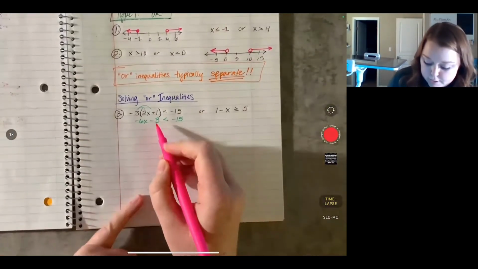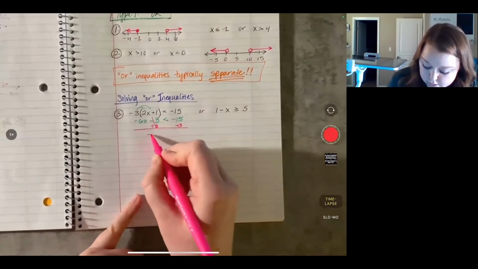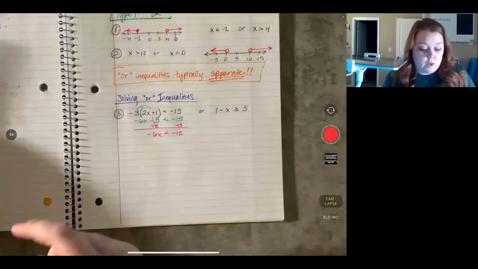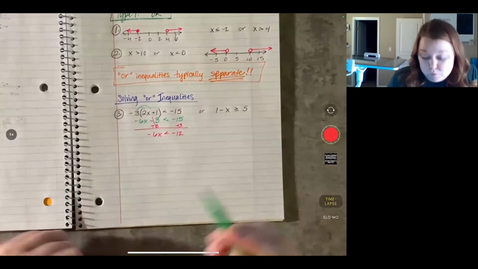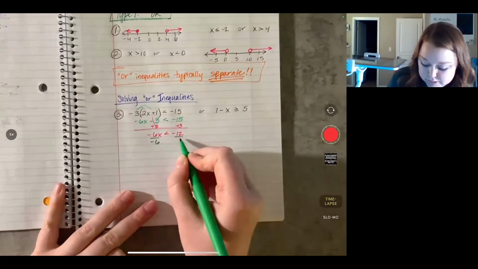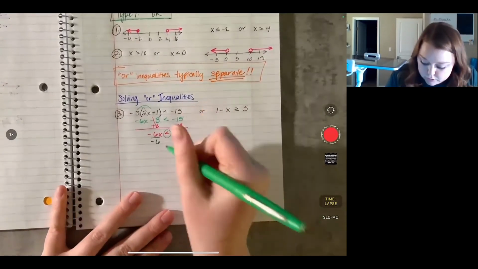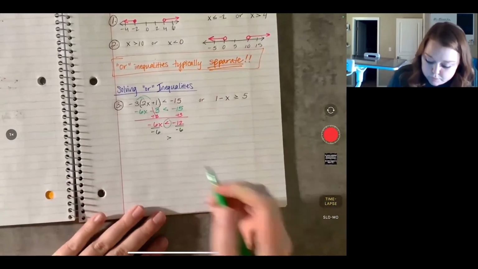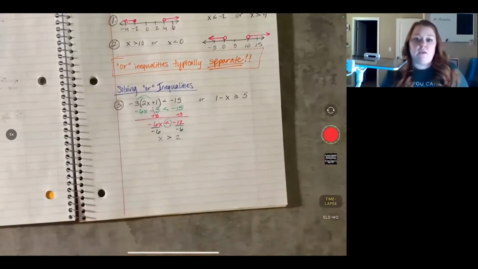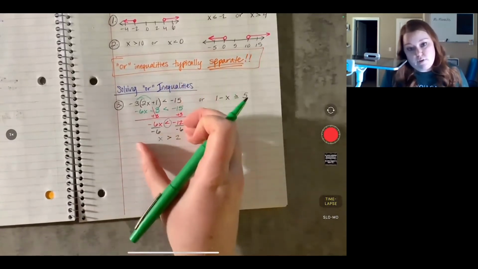All right, next I'm going to add 3 to both sides. -6x is less than -12. -15 plus 3 is -12. And then I have one last move to do. I need to get rid of this coefficient, so I divide by -6. Since you divided by a negative, you needed to switch the sign around. So you would have x is greater than 2. So that is your answer for that part of the compound inequality.